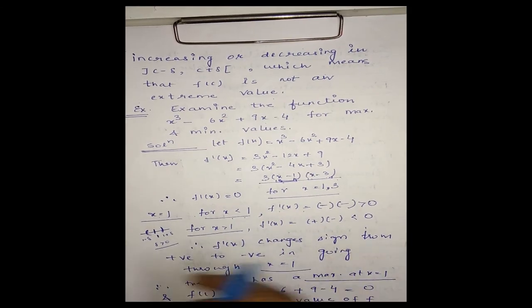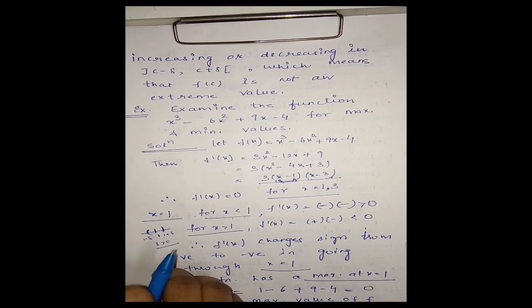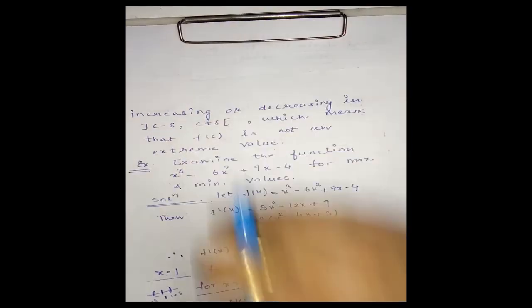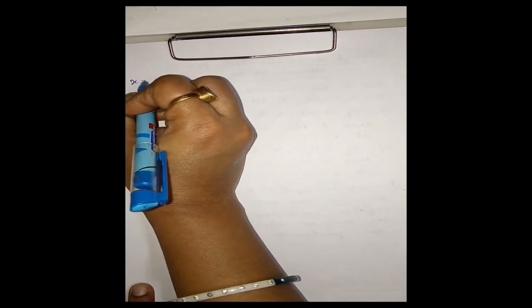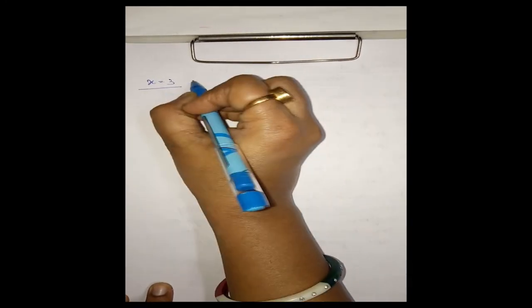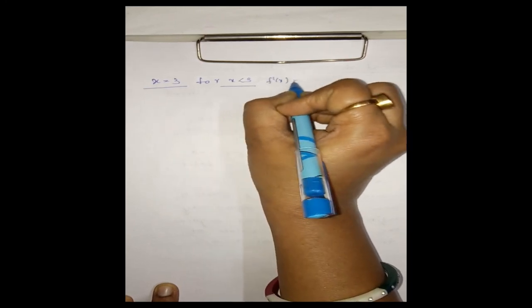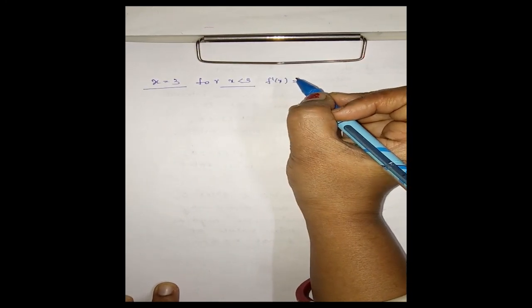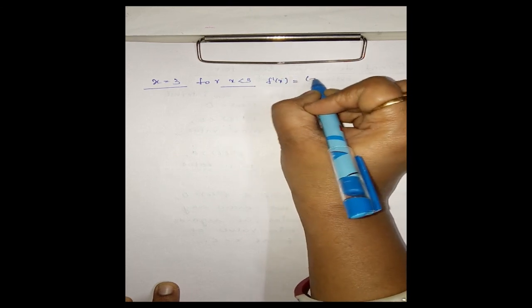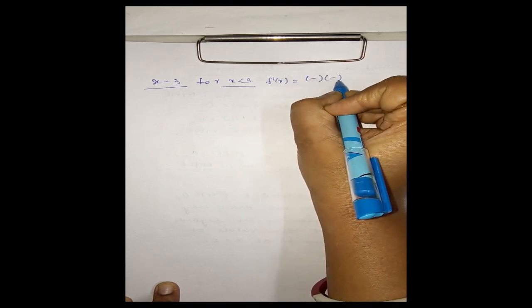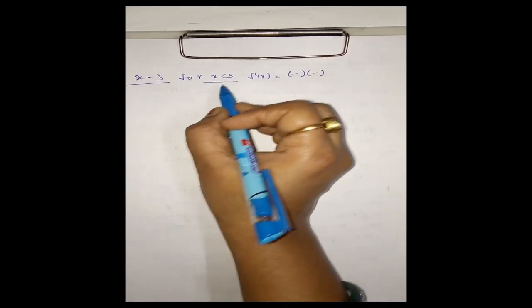Now we check at the point x is equal to 3. For x less than 3, f dash x, if x is less than 3, it will be less than 1 also. That means this will be negative into negative. Now x is less than 3.